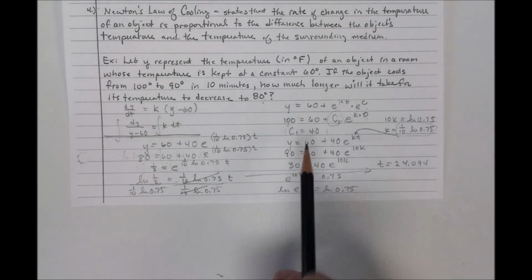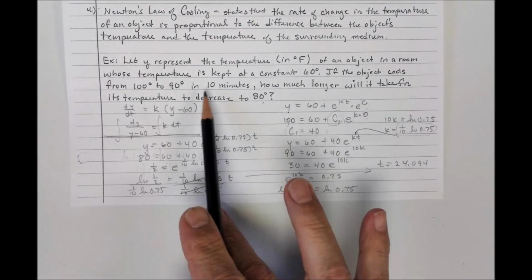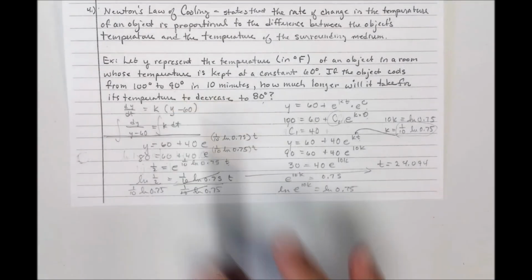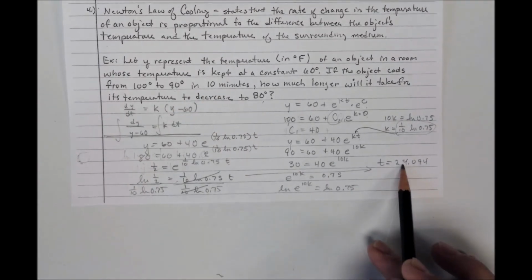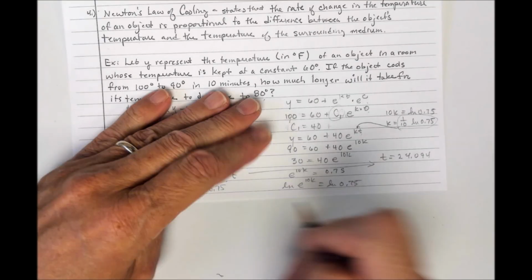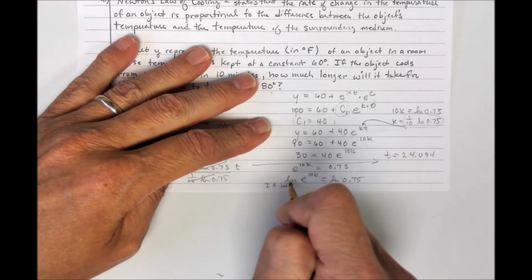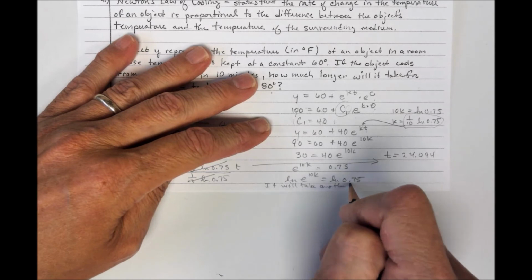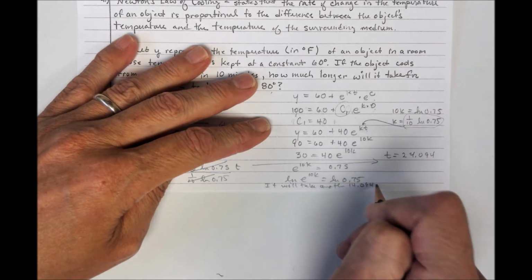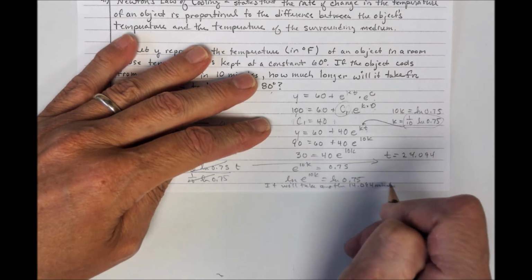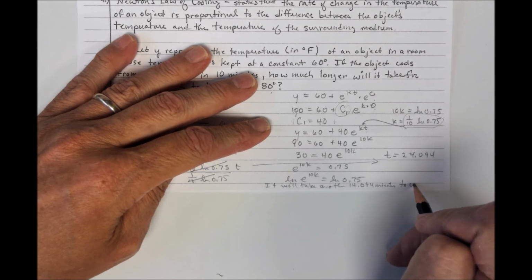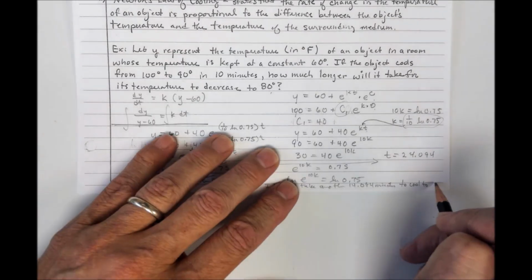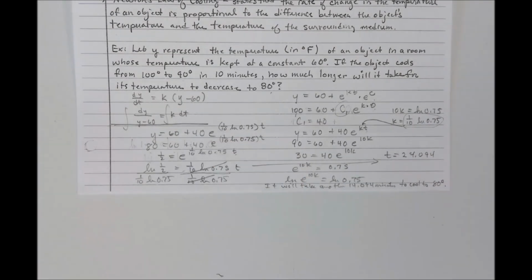So it says, how much longer will it take? Well, you'd already waited 10 minutes for it to drop to 90. So altogether it's 24 minutes. So it will take another 14.094 minutes to cool to 80 degrees. All right. That one was a peach.